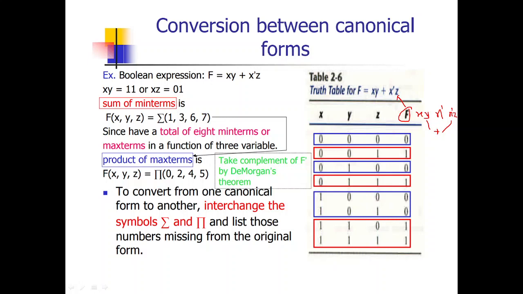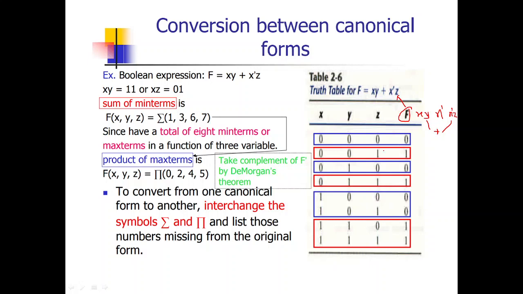So how can we find the product of max terms? We have to take the complement of f dash. For the product of max terms, we have to consider the output Boolean function having the value 0. That means those minterms have to be considered. Here we have the minterms m0, m2, m4, m5. These minterms have the value 0.